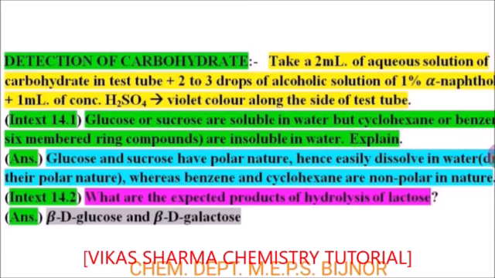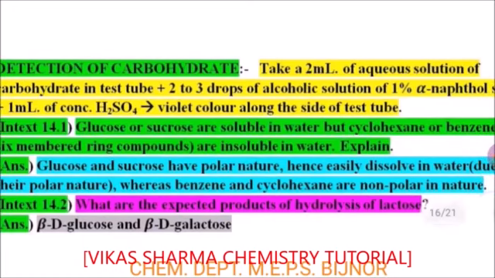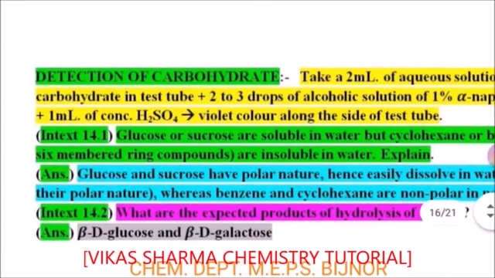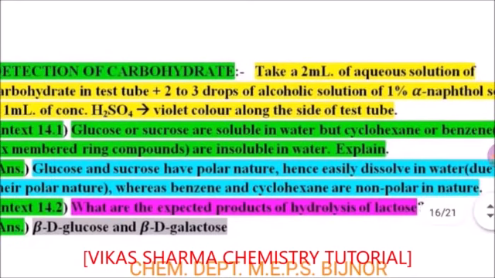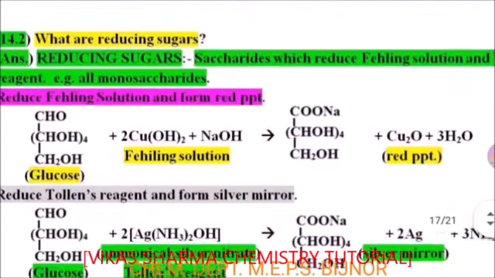The next segment belongs to your NCERT exercises. The first one is in-text question 14.1. Glucose and sucrose are soluble in water, but cyclohexane or benzene, which have a 6-membered ring similar to glucose, are insoluble in water. Explain. Students, it's a very easy question. Glucose and sucrose have a polar nature and easily dissolve in water because water is also polar in nature, but benzene and cyclohexane are non-polar. The second question is, what are the expected products of hydrolysis of lactose? Beta D glucose and beta D galactose.